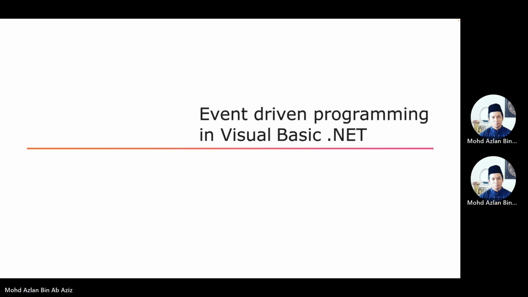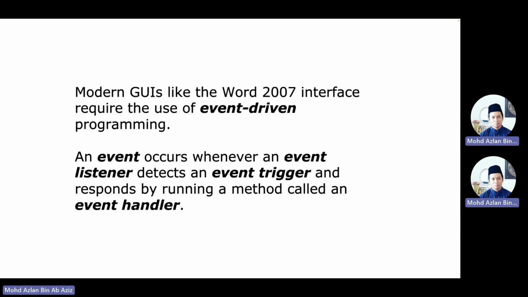Okay. So event-driven programming in Visual Basic.NET. Everything in a Visual Basic.NET desktop application has an event-driven mechanism behind it. GUI, which we will cover in the future classes, requires the use of event-driven programming. It has an event listener that detects an event trigger and responds by running a method called an event handler. Quite similar to what you have learned in your OOP classes.